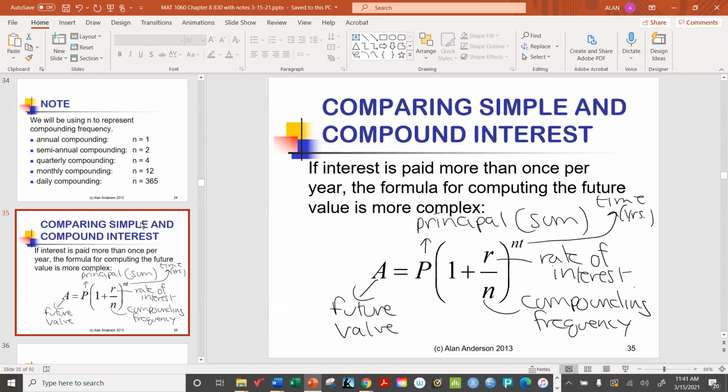But in exchange for that, the formula is a little bit messier. But I think you'll agree when you do it a few times that this is the way to go. It's a little messier, but we only have to use it once, no matter how often the interest is compounded.